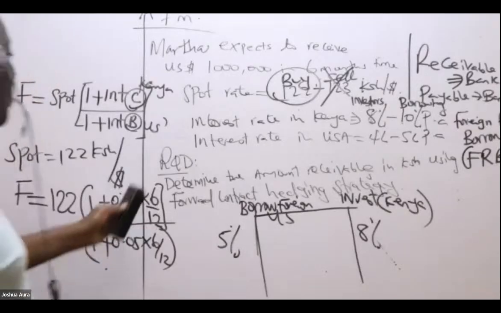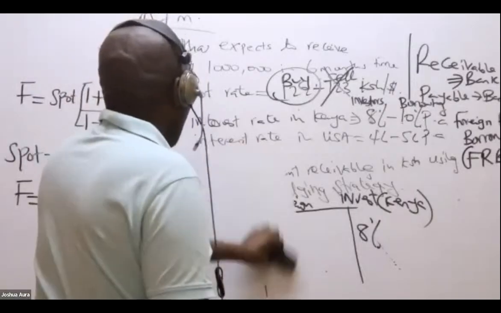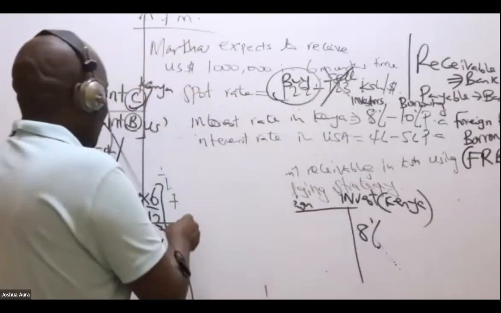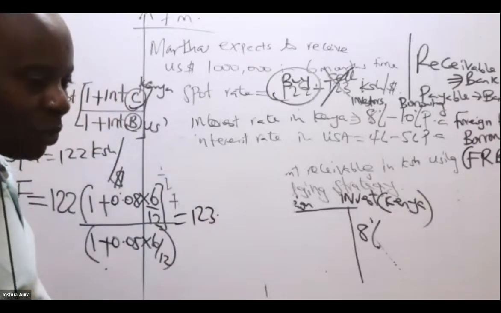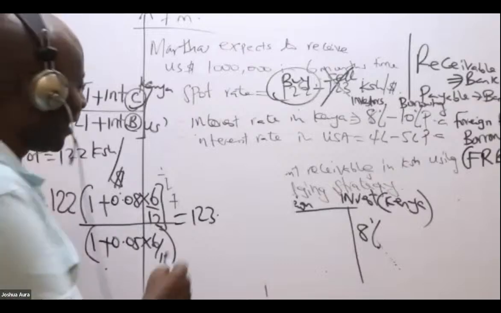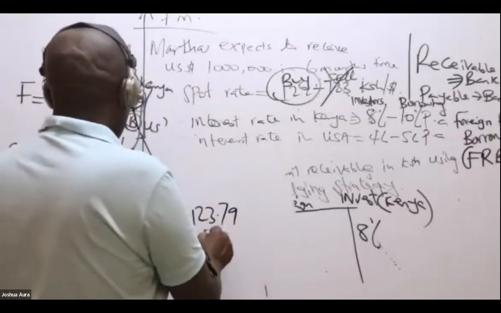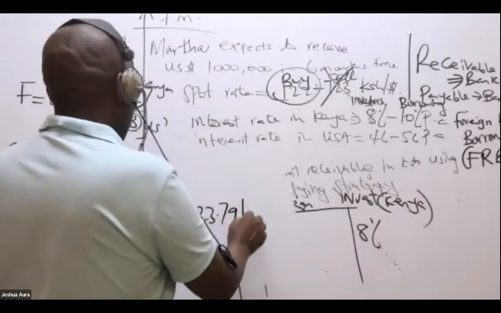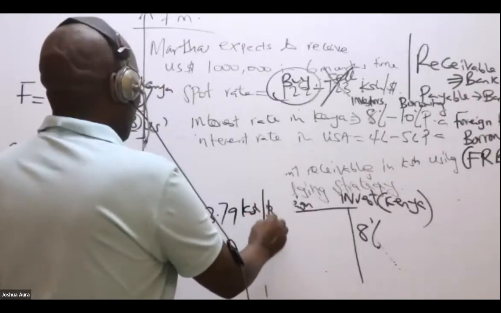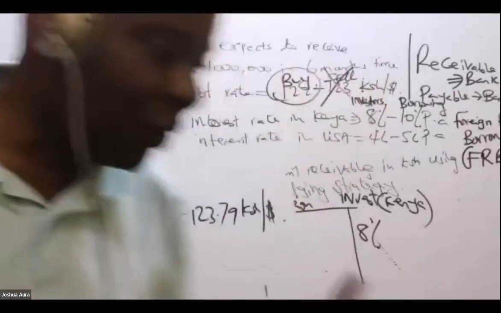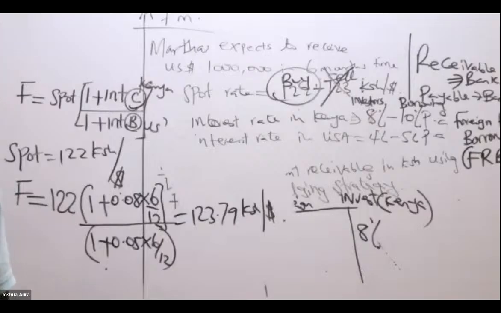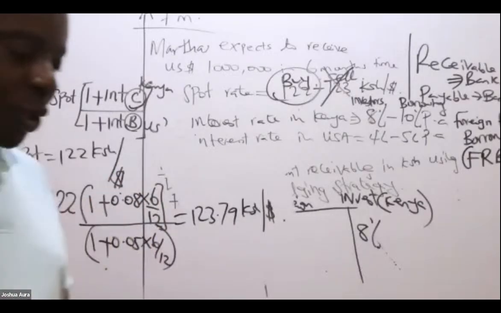123.79. Please, if you have to be very honest with me, how many of us were able to get this 123.79 Kenya shillings per dollar? I can see all of you got it right. Thank you very much. And that is it.